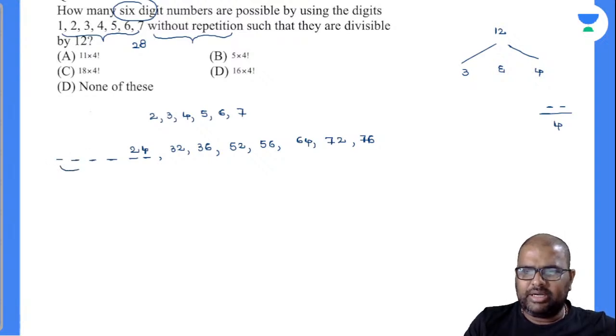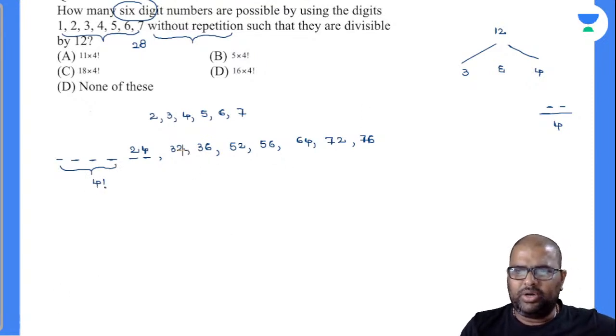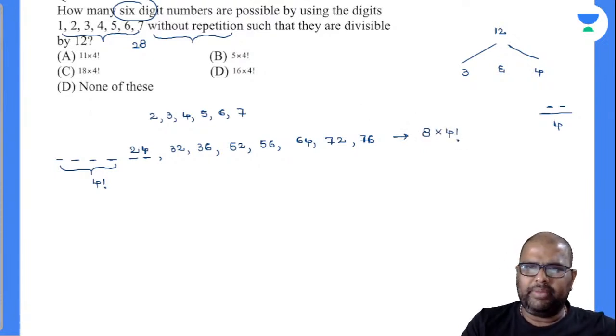So the first four digits can be arranged in 4 factorial ways without repetition. So totally how many did you get? 1, 2, 3, 4, 5, 6, 7, 8. Is it nothing but 8 into 4 factorial? But is this the only answer there? Let's check the other combinations also.